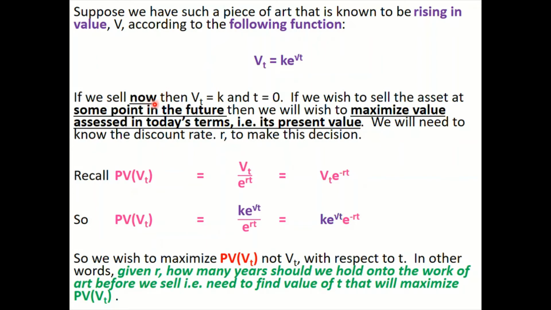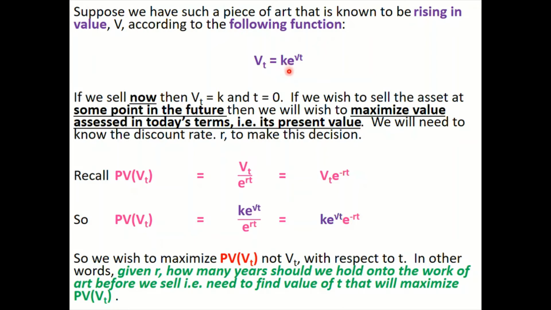So if we were to sell this right now, then the value of the piece of art would be K, because the time period would be 0. In other words, the owner of the piece of art would not hold on to it for any period of time. They would sell it right now. So this here would be 0. Anything raised to the power of 0 is 1. So the value of the piece of art, if it was to be sold right now, would be K.